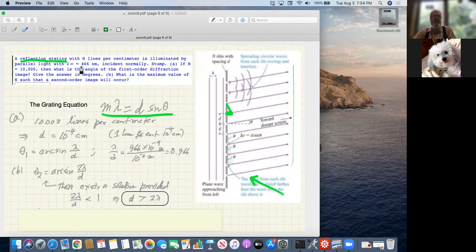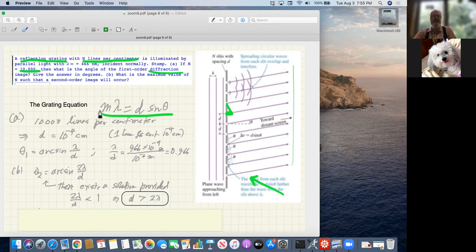Now, it says that there are N lines per centimeter, and part A is for 10,000. So if there are 10,000 lines per centimeter, that means the distance between 2 lines is 10 to the minus 4 centimeters. There's 1 line each 10 to the minus 4 centimeters. So the 10 to the 4th lines in 1 centimeter. And then what's the angle of the first order diffraction image, the first order bright region?